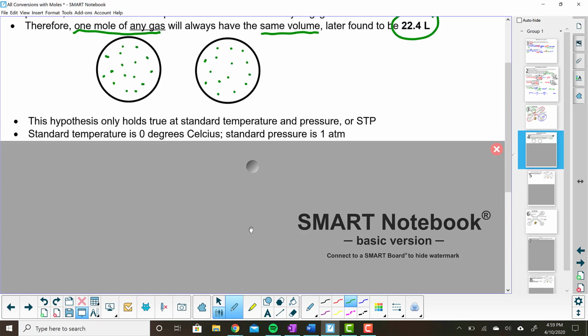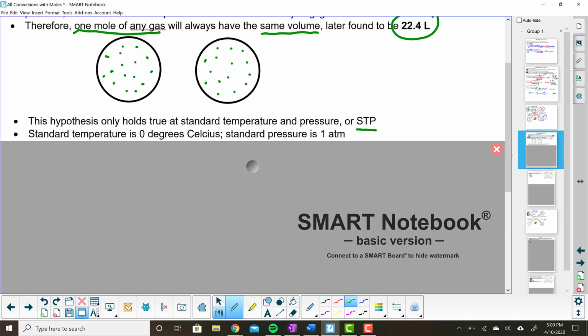Unfortunately, this hypothesis only holds true at standard temperature and pressure, which sometimes I will be abbreviating as STP. Standard temperature is 0 degrees Celsius. Standard pressure is 1 atmosphere. Hopefully you remember those units when we talked about units at the very beginning of the year in August. But this is like a standard temperature where all gases behave pretty similarly. Once you start to change the temperature and pressure, then gases sort of freak out.